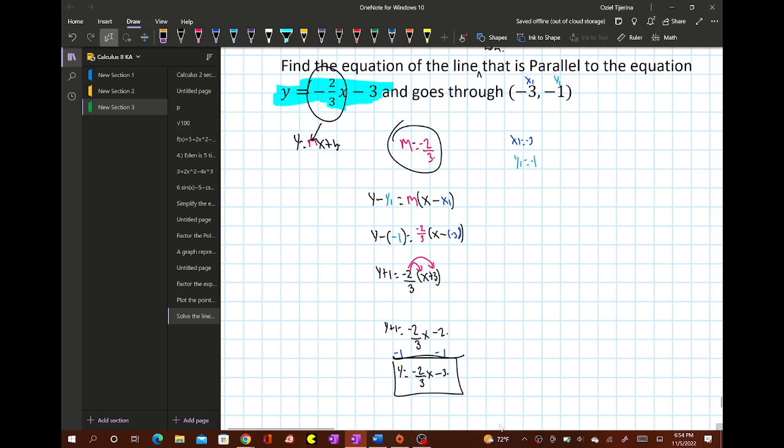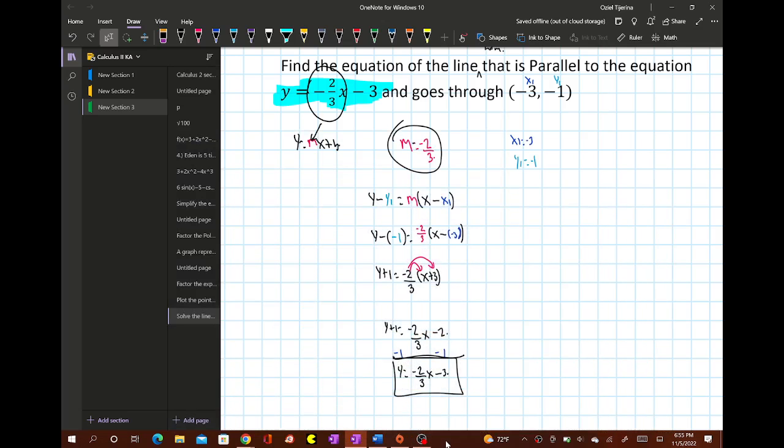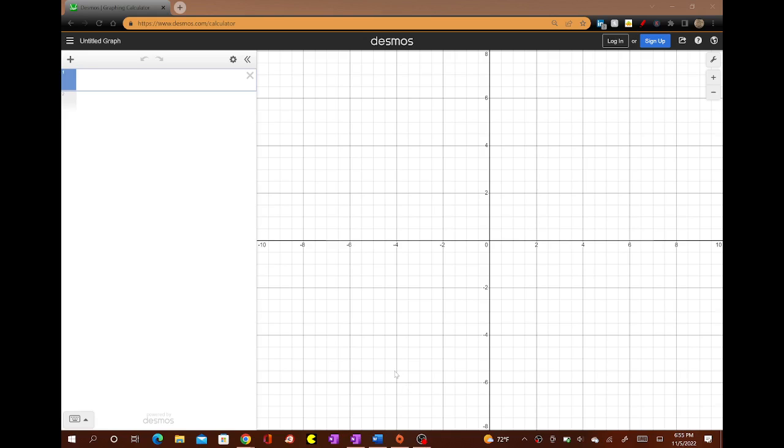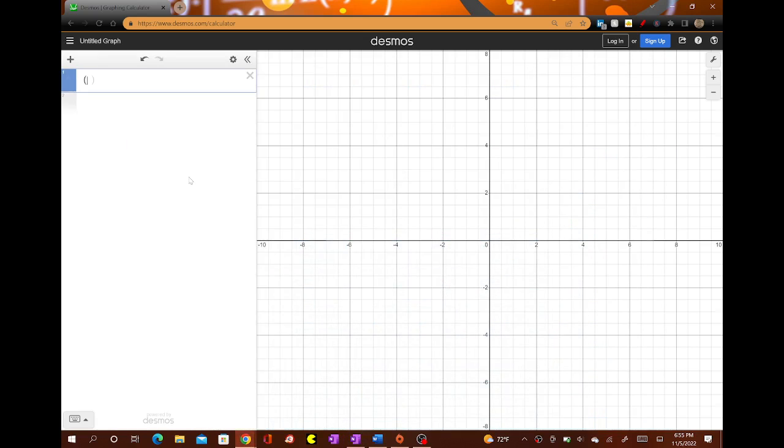So the last thing I'm going to do, guys, is I'm going to show you graphically how that looks, so that you guys can understand visually what I'm talking about. So give me 1 second. Okay, guys, so here I am on Desmos. So what I'm going to do, I'm going to look at the first one to see if I did it correctly. So it says, give the equation of a line and points in slope-intercept form that goes through negative 3, 6. So I'm going to go ahead and plot that.